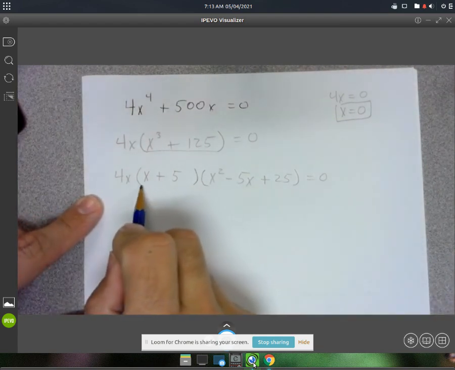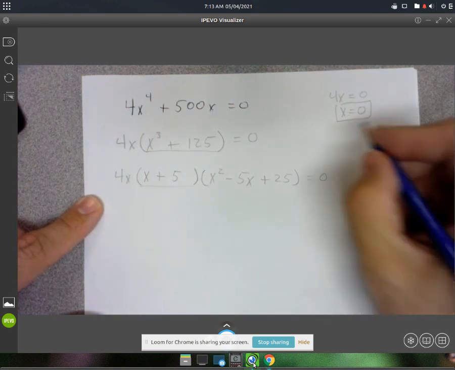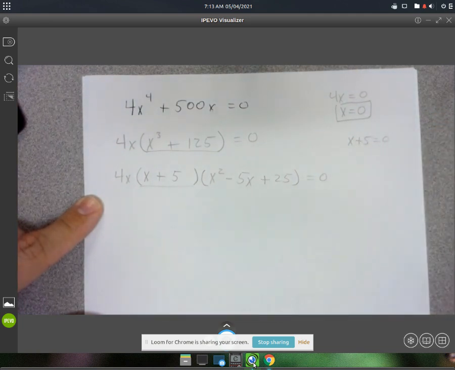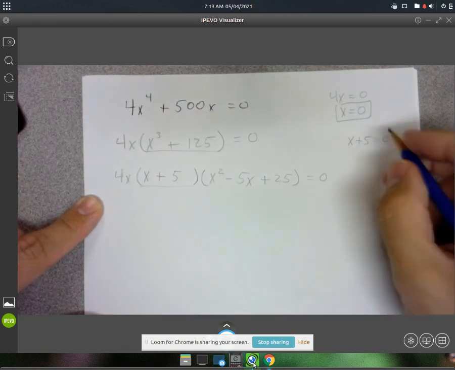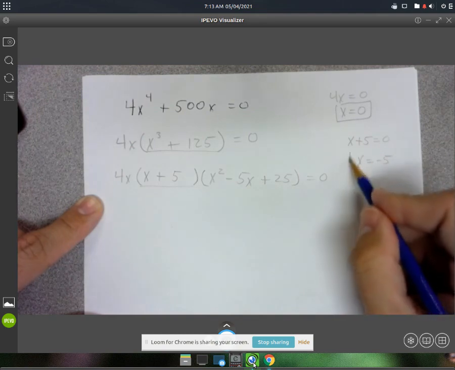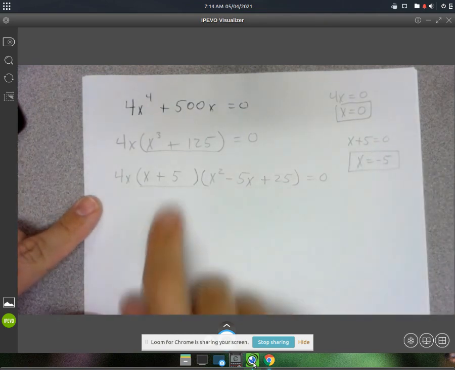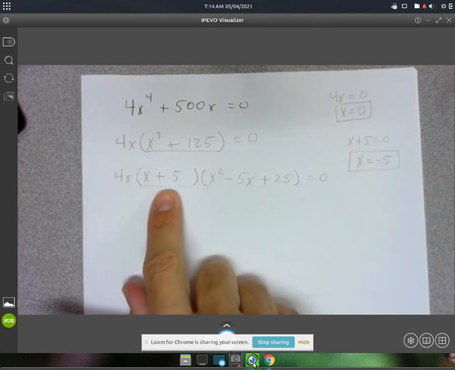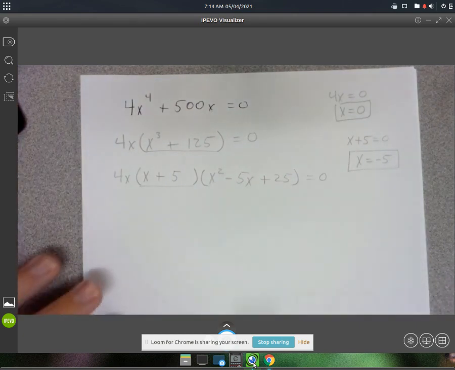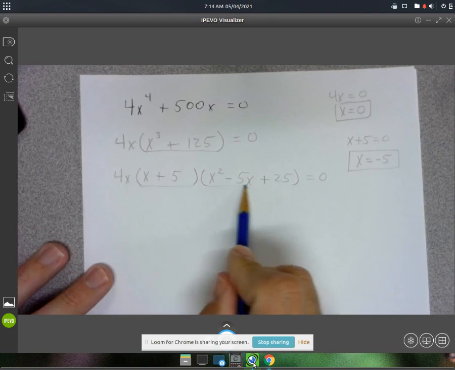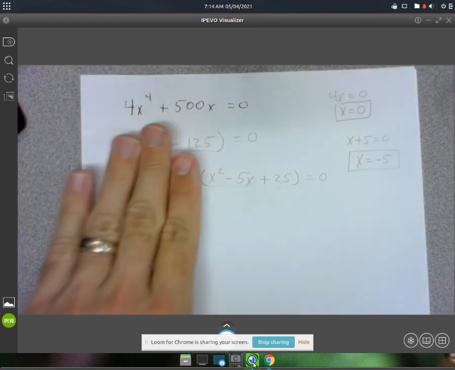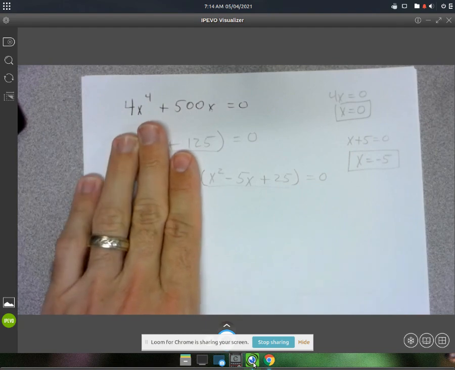To find our next solution, we'll take x plus 5. We'll take that factor and set it equal to 0. Just move the 5 over, and you get negative 5 as the solution. So if x plus 5 is a factor, then negative 5 is the solution. And then the last one, we're going to take this quadratic here and set that equal to 0. I'll just pretend I set it equal to 0 like this.